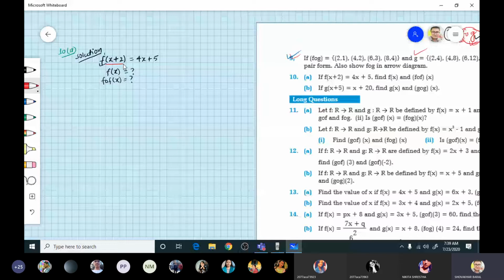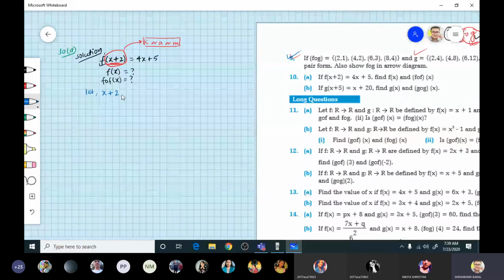This is x plus 2. So let's replace this whole x plus 2 with another variable, something like k or a. You can suppose any variable from the English alphabet. Or my favorite one is k. So let me suppose it with k. Let x plus 2 is equals to k.